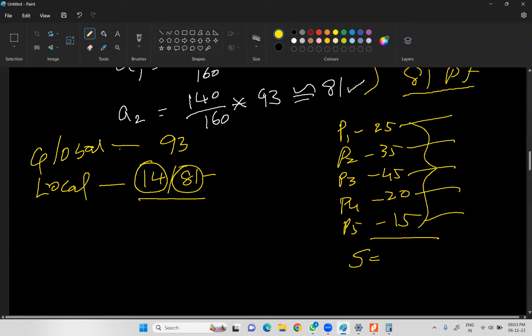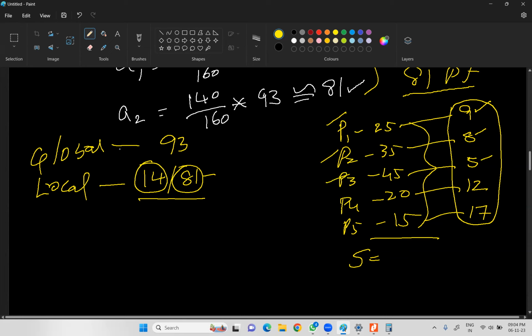For example, it may be 9, it may be 6 or 8, it may be 5, it may be 12, it may be 17. These are just example allocations; I did not calculate anything here. These are the allocation of frames done with proportional allocation. For example, 9 will be local to P1, 8 will be local to P2, 5 will be local to P3, and so on.